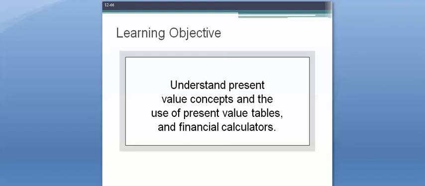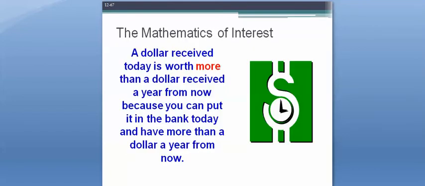The goal of this learning objective is to understand present value concepts and the use of present value tables and financial calculators. The concept or idea behind the time value of money is the thought that a dollar received today is worth more than a dollar received a year from now. And that's because we can put the money in the bank today and earn interest on it, or earn a return, and have more than $1 a year from now.